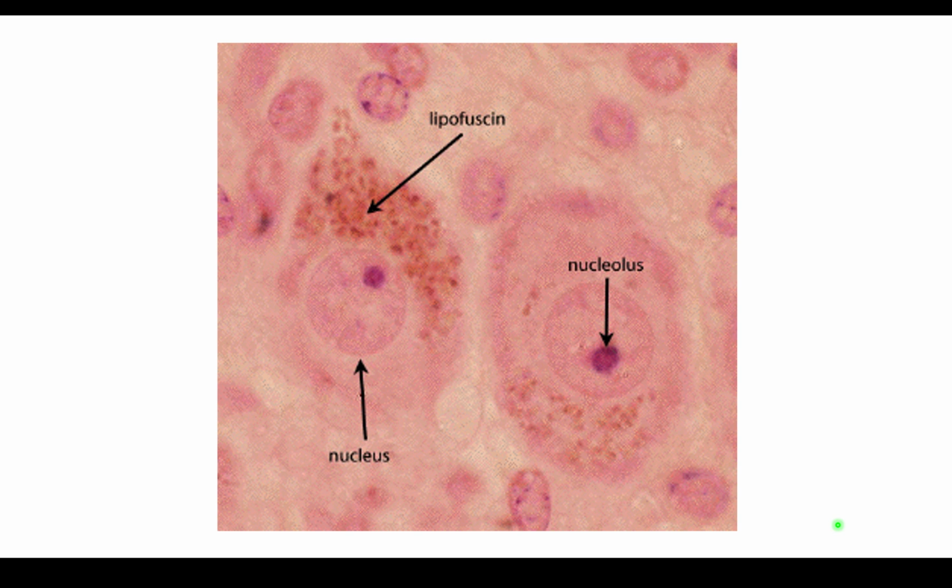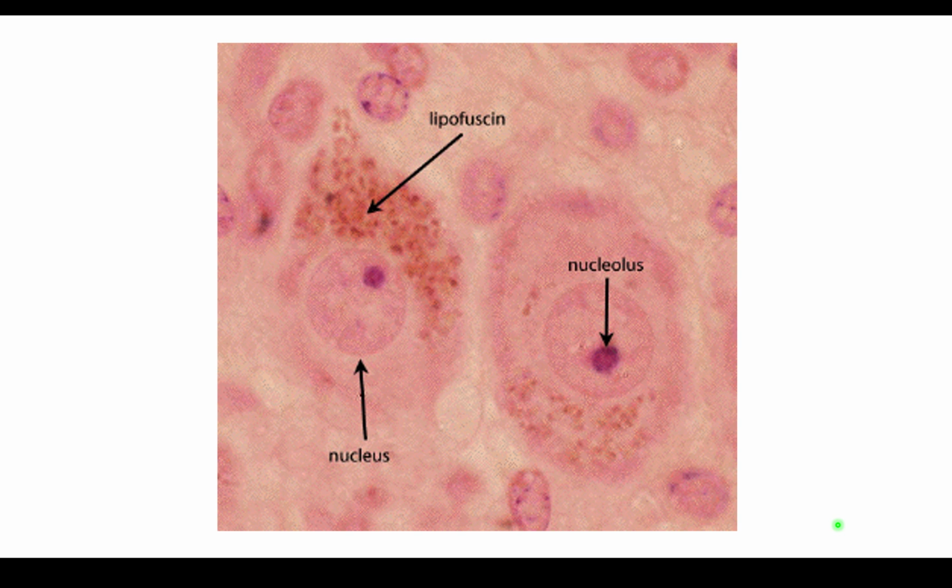And then fuscus is referring to brown. So this literally just means brown lipid. The reason they call it that is because histologically it's going to appear as a yellow to brown, finely granular cytoplasmic, but sometimes perinuclear pigment.